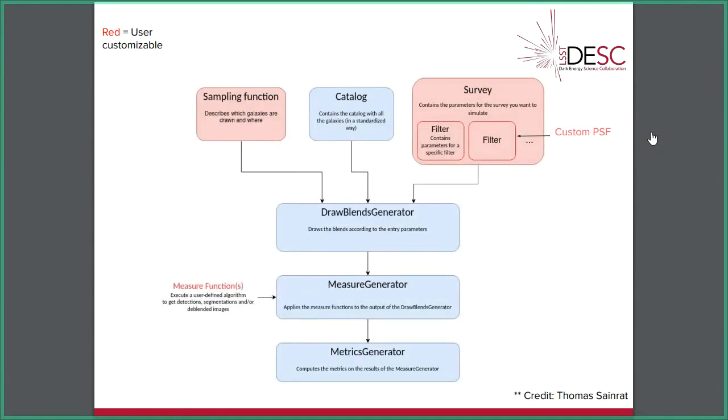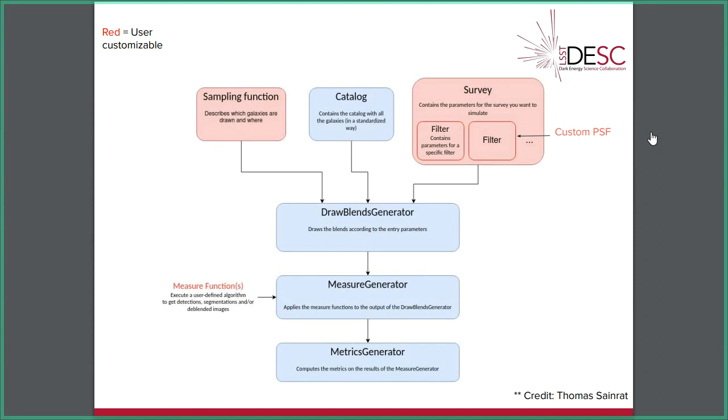So this is just the overall high-level structure of the Blending Toolkit. I won't go through everything in detail, but you basically need a catalog of the sources that you're going to sample to create blends. You need survey information specifying the observing conditions of the postage stamps where the blends are drawn. And you need a sampling function that tells us, given the catalog, which are the galaxies that are going to go into each group that is going to form the blends that you see in the postage stamps. And then you need a way to generate those blends.